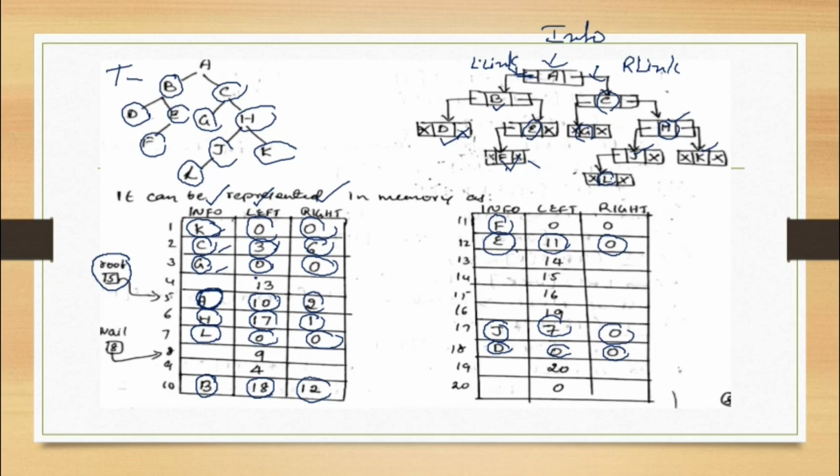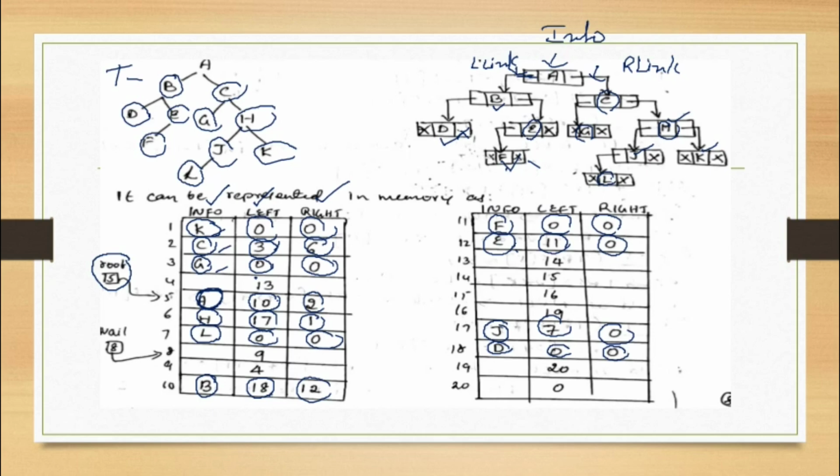Similarly, F is also not having left and right child. That is why it is given as 0. Yes. So students, all the numbers we have circled, we have understood now. Now what are the remaining things there?